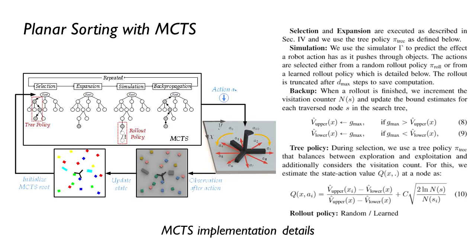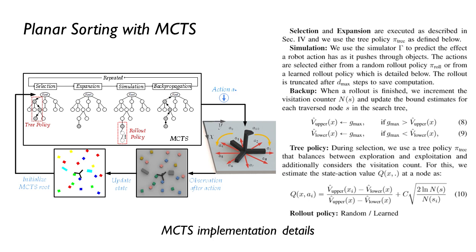different classes. By using the reward signal, the search tree stores each node's visitation count and estimates the upper and lower bound of the reachable reward from its state. Selection and expansion are executed with the tree policy. Simulation is executed by the rollout policy with truncated depths. After each rollout, we increment the visitation counter and update the bound estimates for each traversed node in the search tree.